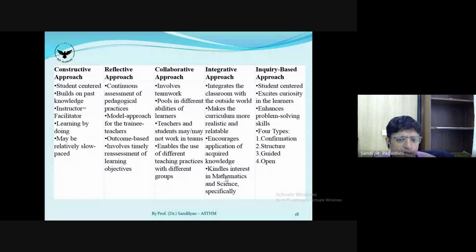Likewise, when you look at an inquiry based approach, it is student centered, it excites curiosity, enhances problem solving skills, and which can be of four types: confirmation, where you have an answer already and they confirm that answer, or they build on the structure, or it could be guided, where you guide them from one step to another, or it could be open. So these, I am not discussing all these in details, but it's just to get you an idea of the different approaches. Can we move on, ma'am? Next slide.